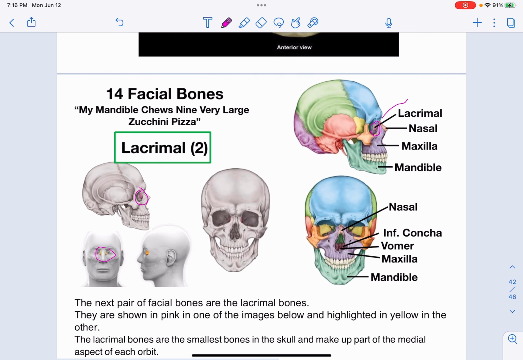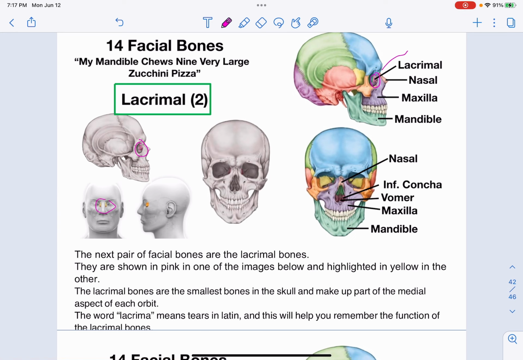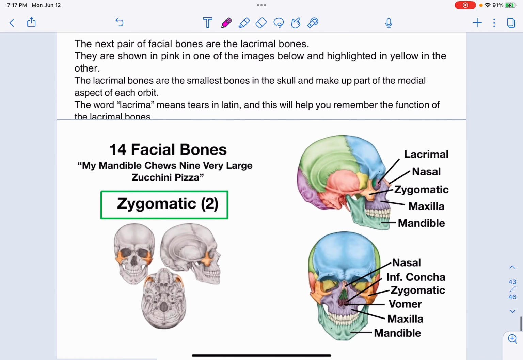These are the smallest bones of the skull. You can find the lacrimal bones deep in the orbital region of the eye socket, and there are no features to this bone. Lacrima means tears in Latin, so that's why I told you where it's located: if you were to look for the lacrimal bones, think of tears, and that's where you would find those bones.